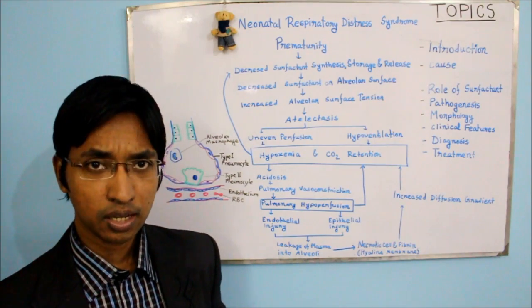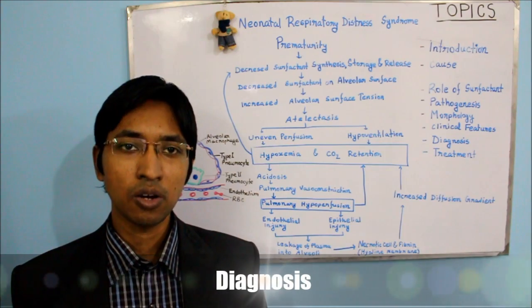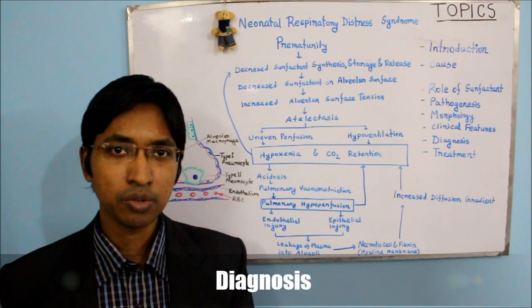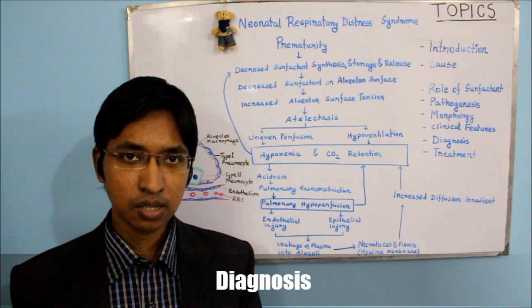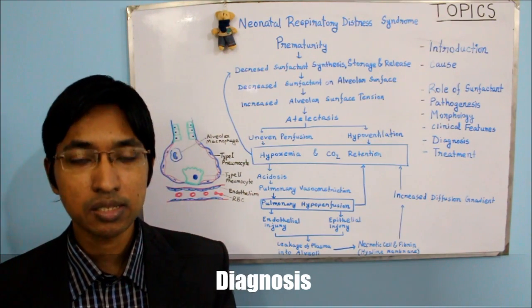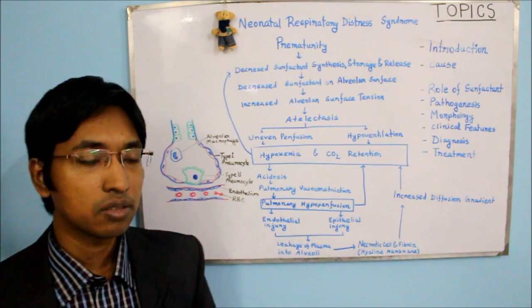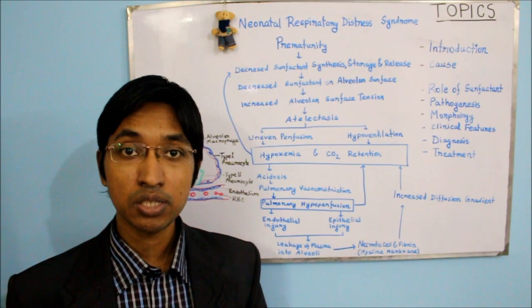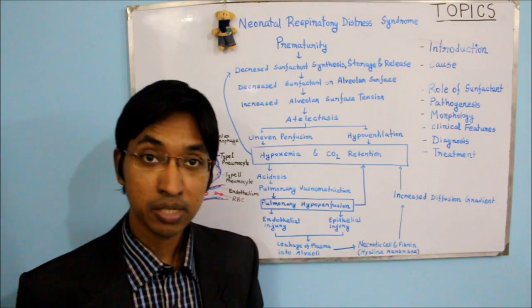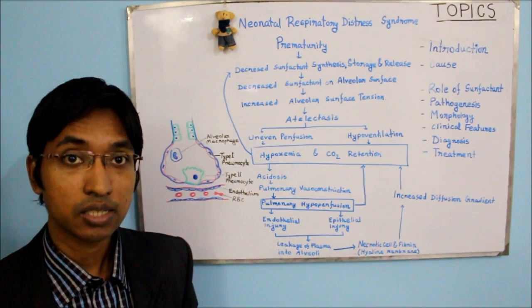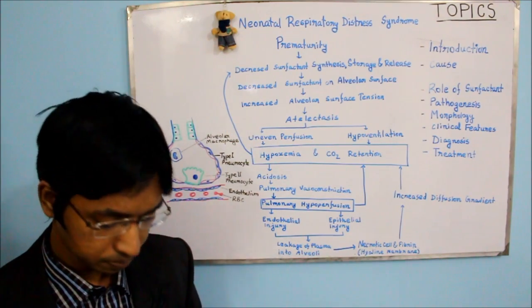Now we will move on to the next point and talk about the diagnosis. Diagnosis will be done on the basis of clinical feature, chest radiograph, arterial blood gas analysis, and also by measuring the lecithin sphingomyelin ratio. We have already talked about the clinical features, and whenever we see such presentation in a premature or preterm baby, it will give us hints that it may be neonatal respiratory distress syndrome.